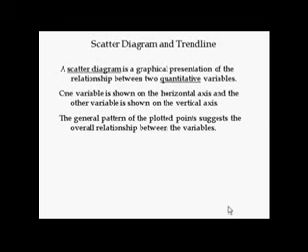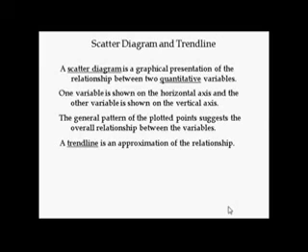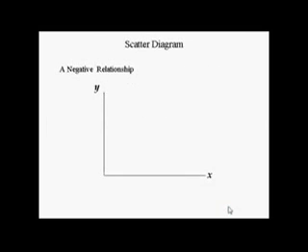A line that best fits the data is called a regression line. Excel calls this a trend line. This line is an approximation of the relationship between the two variables. It can also be thought of as an expectation of what to expect given the value of x. The closer the points lie to the line, the stronger the relationship between the variables.